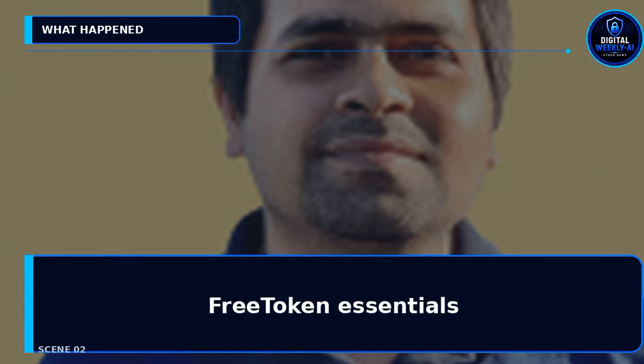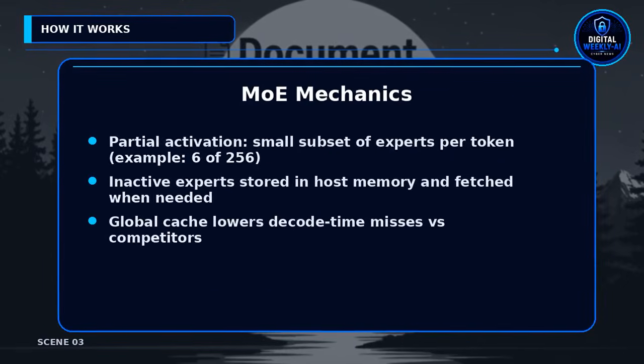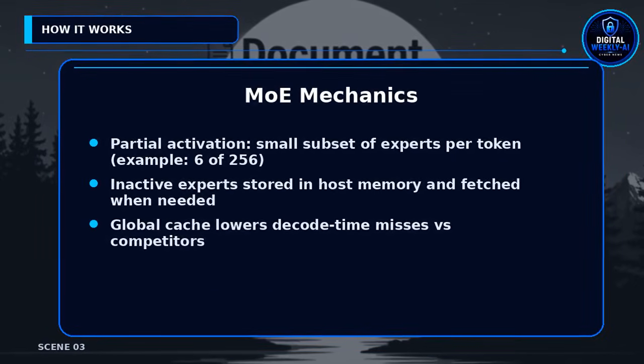The CLI targets Linux x86-64 with NVIDIA driver R580 or newer, and exposes OpenAI and Anthropic compatible endpoints on port 1919. The team frames the problem as a serving system that maps model state across GPU, CPU, and host memory. FreeToken uses mixture of experts sparsity and host memory paging.